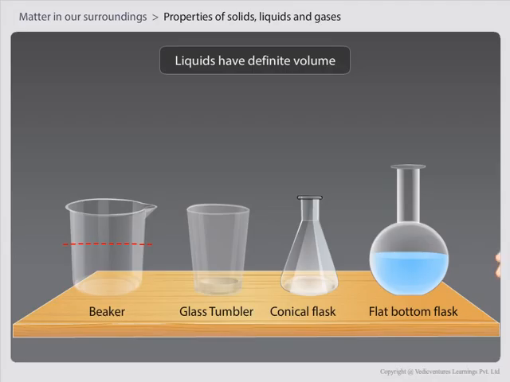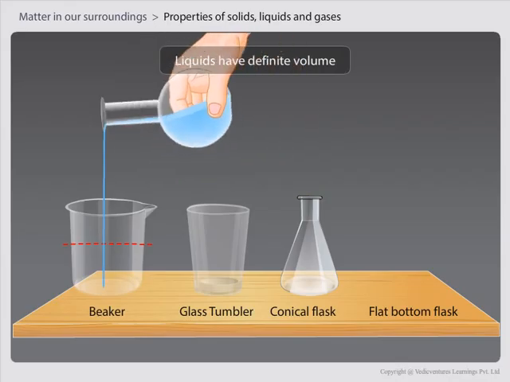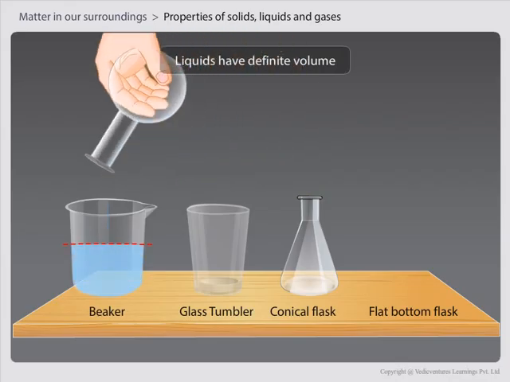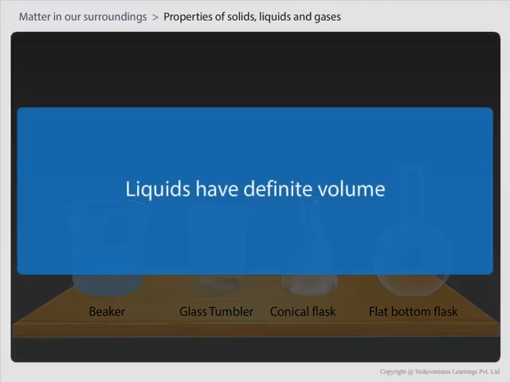Now let us pour the water from the flat-bottomed flask back into the original beaker. We will find that water fills the beaker up to the same mark. This means that there is no change in the volume of water. From this activity, we can say that liquids have definite volume.